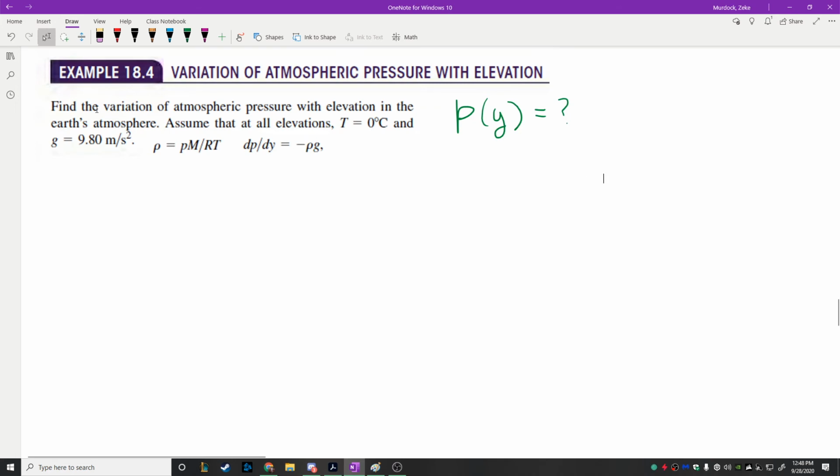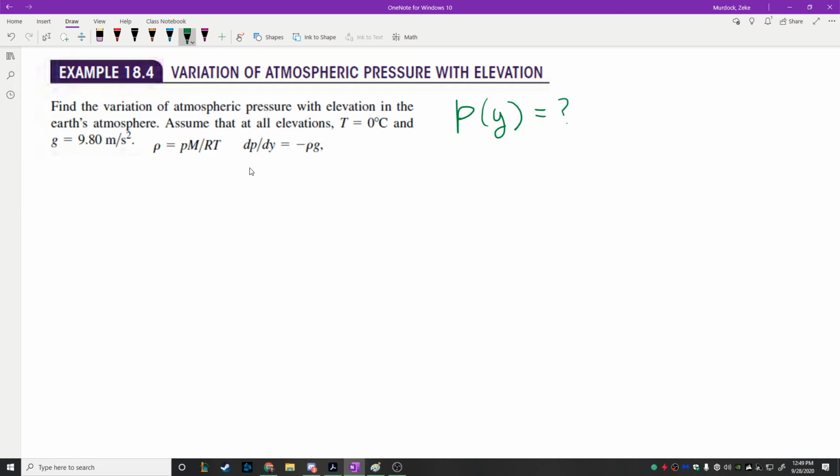All right, so this is the problem we want to talk about. We're going to find the variation of atmospheric pressure with elevation in the Earth's atmosphere. We're going to make the assumption that at all elevations, the temperature is this, and that gravity is this. This isn't technically true, and maybe we could talk about how this might change if we altered what gravity is here. My guess is it wouldn't change very much.